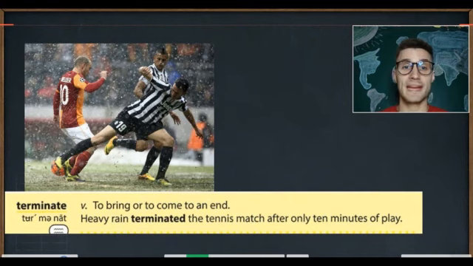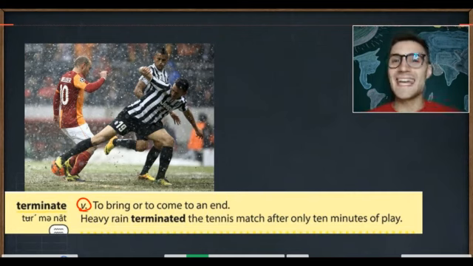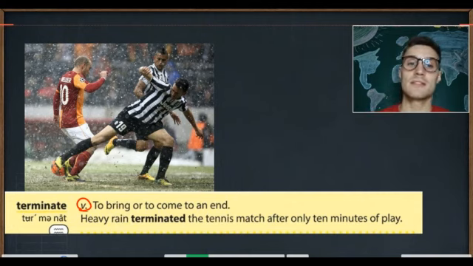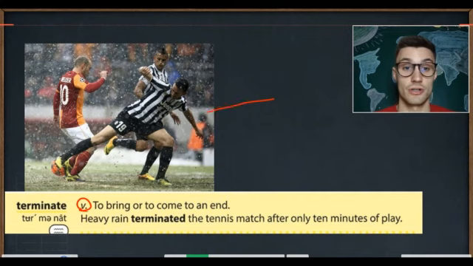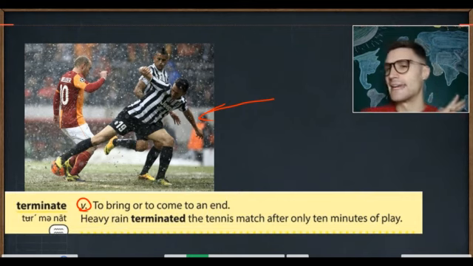Next, it's terminate. Terminate has a verb meaning. This is quite similar to suspend in a way. Terminate means to bring or to come to an end. It will not begin again. Heavy rain terminated the tennis match after only 10 minutes of play. But did it terminate this football match? No, it did not terminate the football or soccer match. Terminate, to end, to bring to an end.